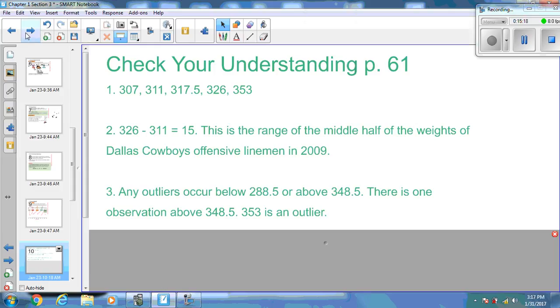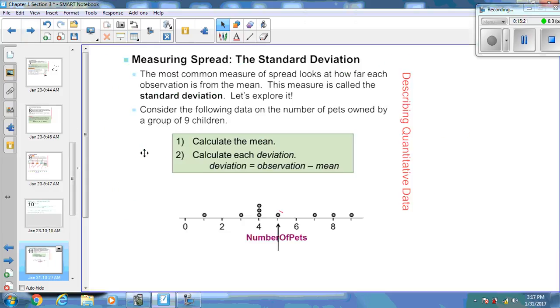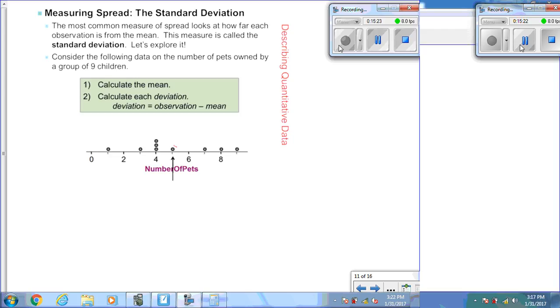So going back, all right, so the next thing we're going to talk about is another way to measure spread. So far, the only two ways we've learned how to measure spread is range and interquartile range. So there's one more that we can use to describe the spread, and that's the standard deviation.